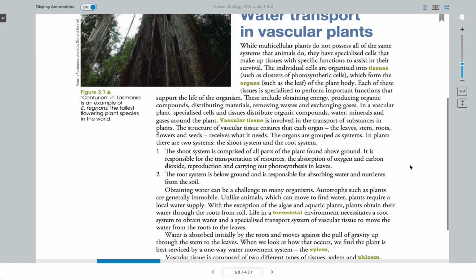In a vascular plant, specialised cells and tissues distribute organic compounds, water, minerals and gases around the plant. Vascular tissue is involved in the transport of substances in plants. The structure of vascular tissue ensures that each organ, the leaves, stems, roots and flowers and seeds, receives what it needs. The organs are grouped into systems. In plants there are two systems, the shoot system and the root system.